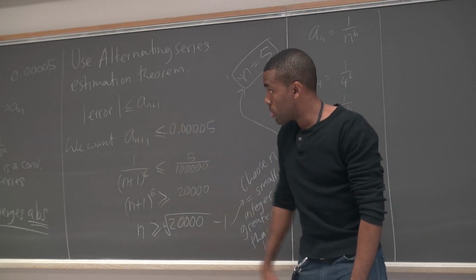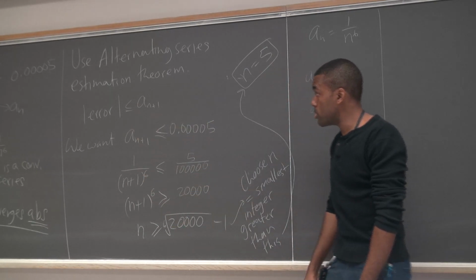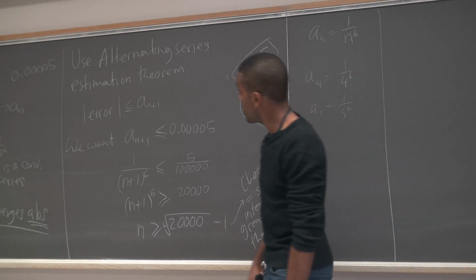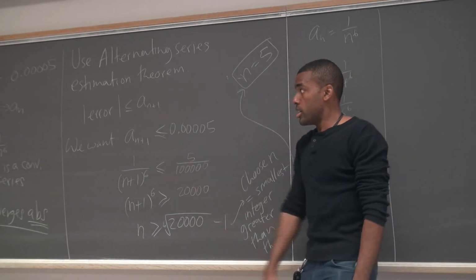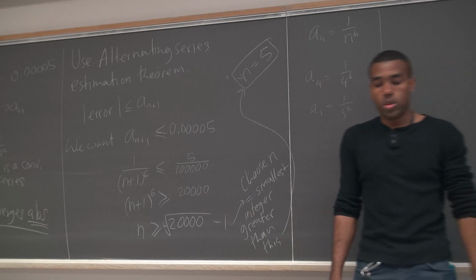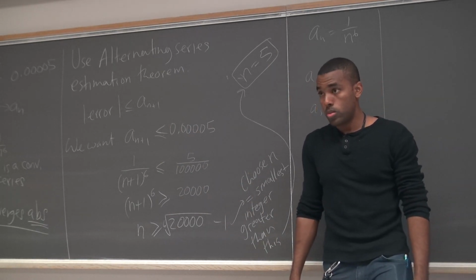So that was absolutely convergent. Just use the p-series with the absolute convergence test. And then for alternating series, that holds. Any other questions?